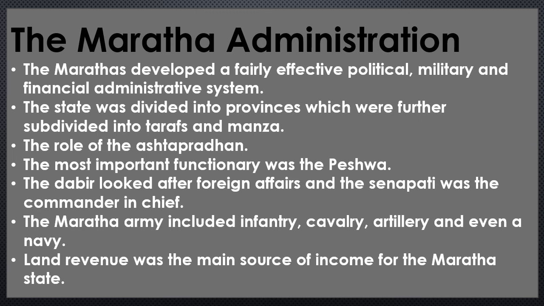The administration of the kingdom was carried on with the help of the Ashtapradhan or the council of 8 ministers. The most important among these 8 ministers was the Peshwa or the Prime Minister. The Dabe looked after foreign affairs and the Senapati was the commander-in-chief. The secretary or Chitnis managed royal correspondence.